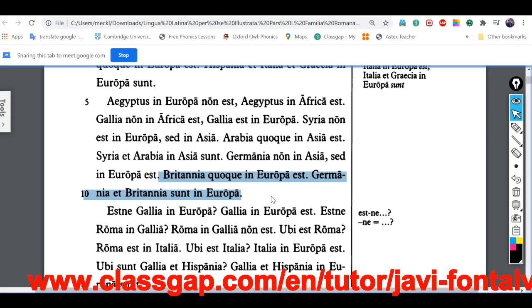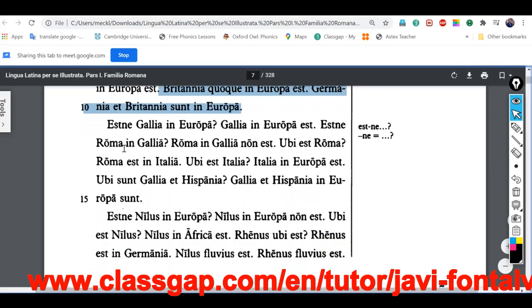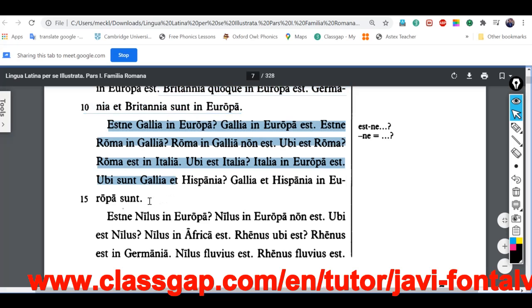Sino en Europa. Y Britania, Britannia, también está en Europa. Britania es lo mismo que Inglaterra. Alemania y Inglaterra o Britania están en Europa. You see, it's very easy. Latin is easy, actually. Es intuitivo, ya conoces español.